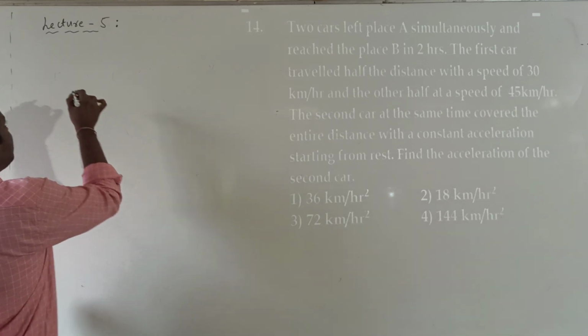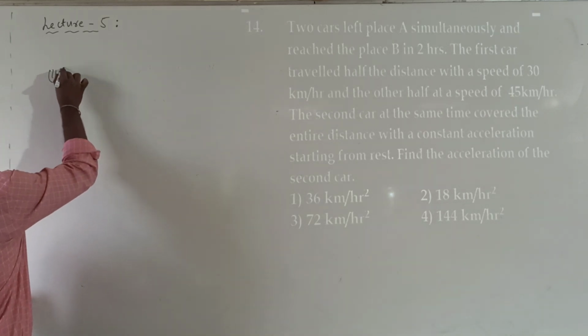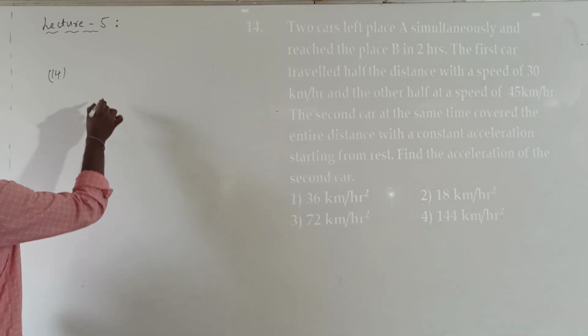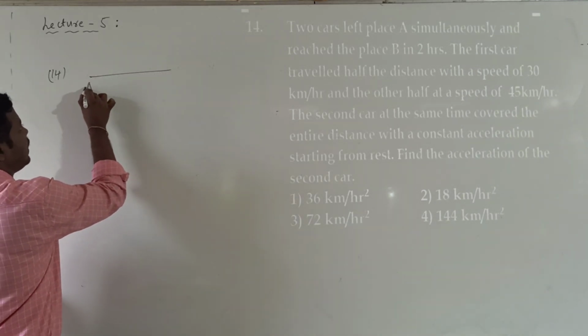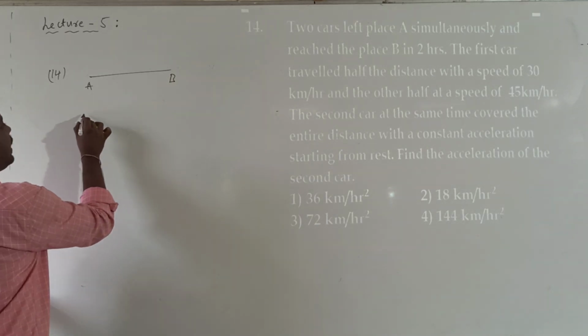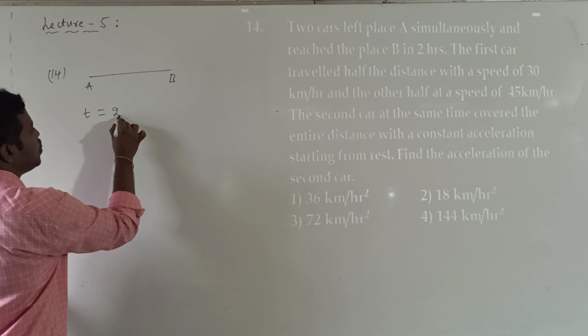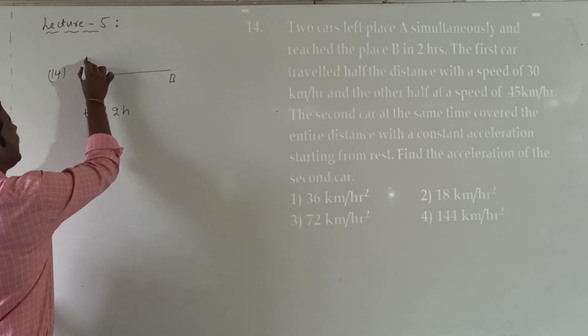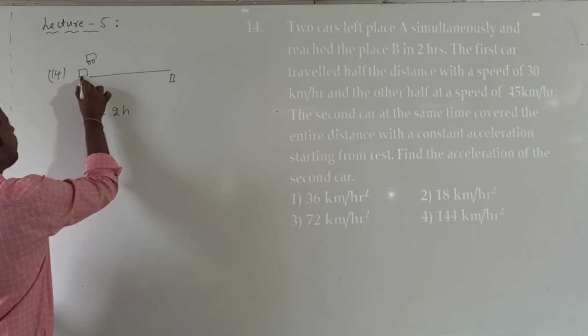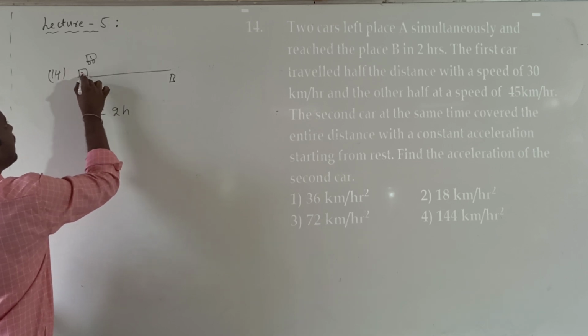In this question, two cars are given. Two cars leave from place A simultaneously and reach place B. The first place is A, the second place is B. The time taken to travel from A to B is 2 hours. Two cars start the journey simultaneously from the same point. One is the first car, the other is the second car.